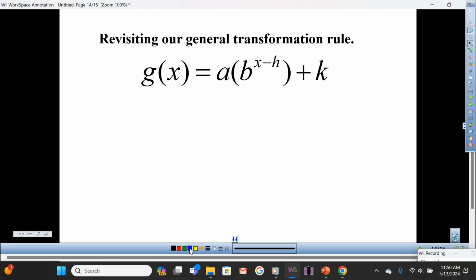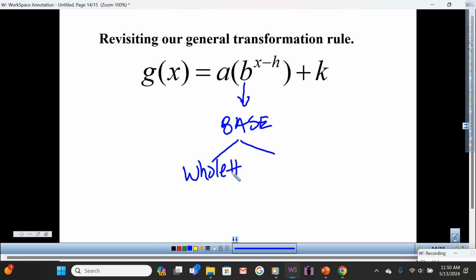All right, let's wrap this up. On your general rule, if the base is a whole number or a fraction, what happens when it's a whole number? One word. Increase. Yes, increase. How about when it's a fraction, everyone? Decrease. Yes.